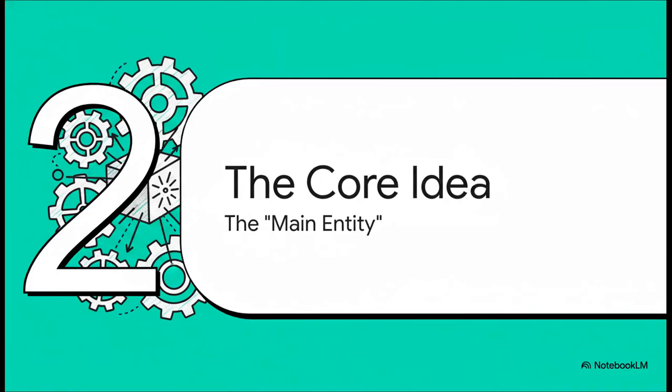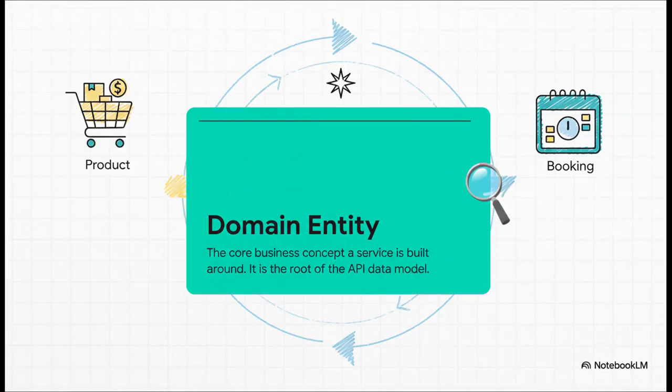So how do they actually achieve that organization? The whole system, and I mean the entire system, hinges on one core idea: the main entity. This is the foundational building block for every single service they have. So what even is an entity? The easiest way to think about it is as the main noun that a service is responsible for, right? So if you've got a service for e-commerce, its main entity is the product. If you have a scheduling app, its main entity is the booking. It is the absolute center of that service's universe.